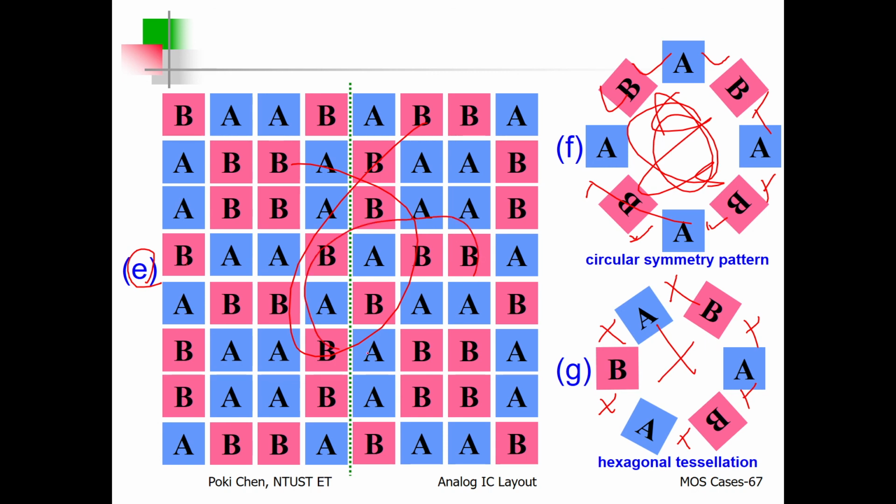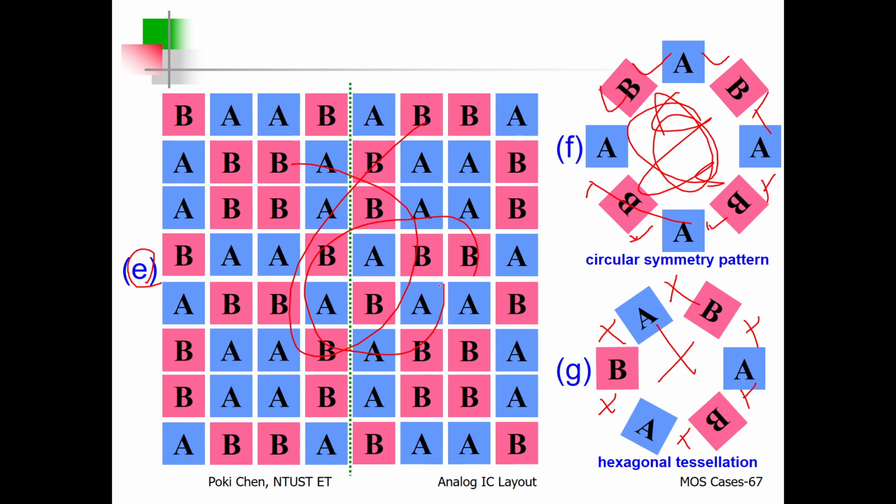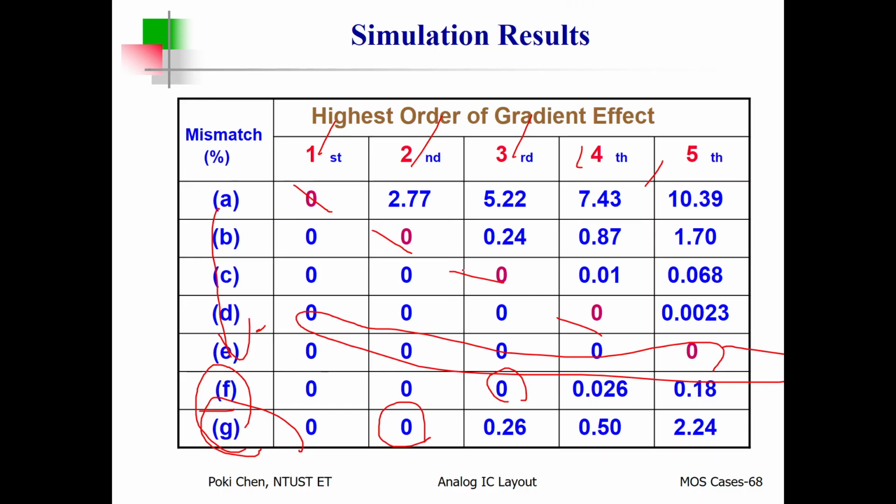So for compactness, our A, B, C, D, E all the way are much better than F and G. It means the required layout area will be much less than all the others, with the same order of gradient to be cancelled. Okay, that is the end of this chapter. And also, it finished the good layout patterns for MOSFETs.